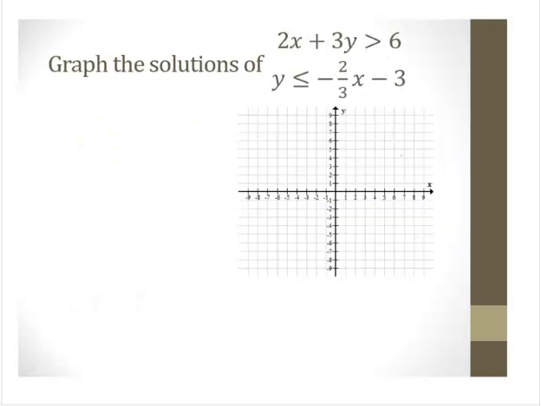All right, let's look at another example. 2x plus 3y is greater than 6, and y is less than or equal to -2/3 x minus 3. I'll work in blue for the first. 2x plus 3y is greater than 6. It's going to give me a dashed line. My x-intercept would be (3, 0). My y-intercept would be (0, 2). So (3, 0) and (0, 2) with a dashed line.